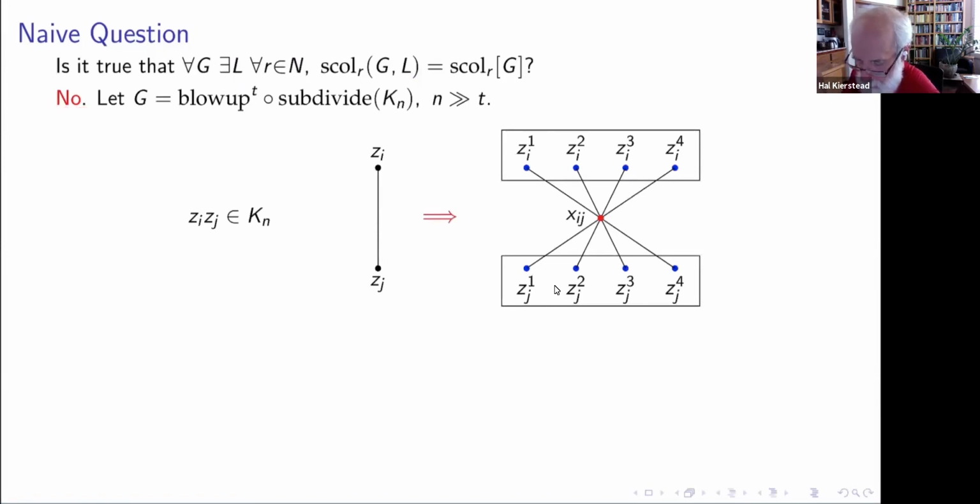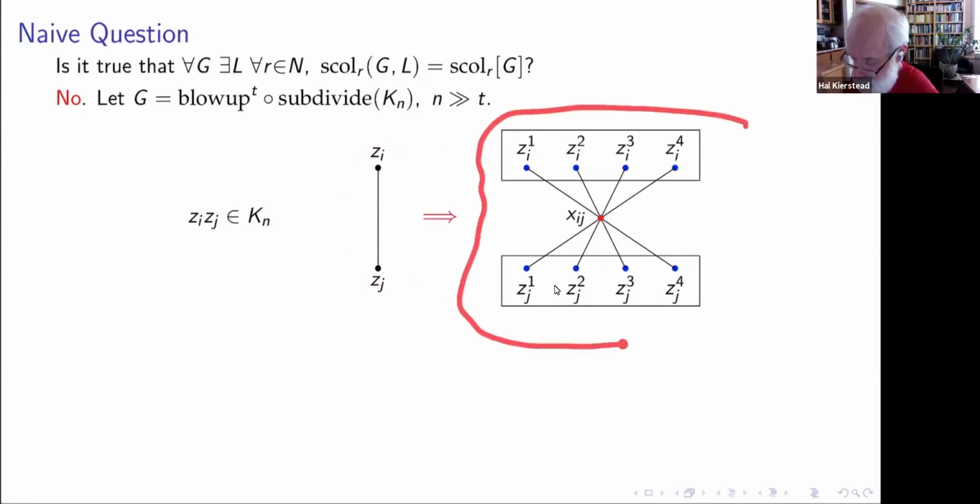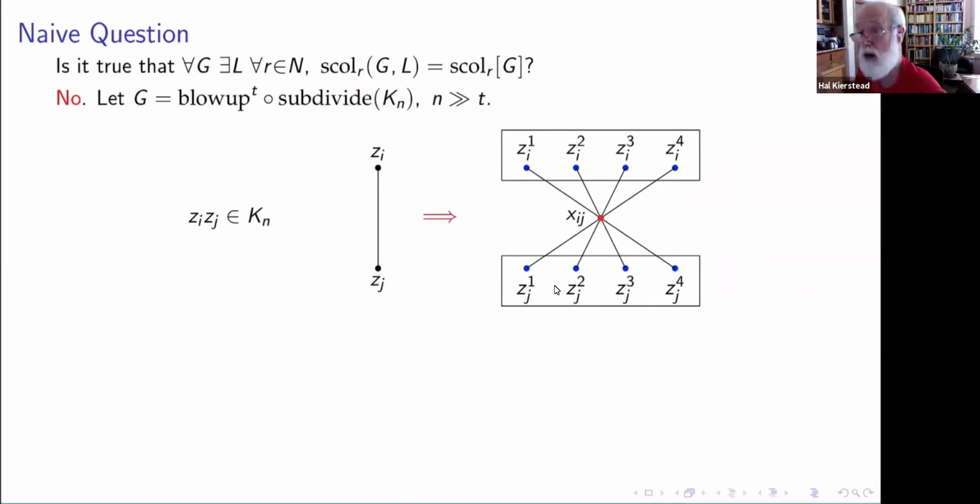This is an example. Let's see what's going on here. Start with Kn. For every edge, I'm doing two things at once. One thing is I'm going to subdivide this edge, and I'm also going to blow up the two ends. So I get a picture that looks like this. And I'm doing that for every edge.